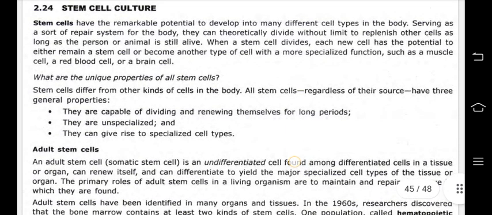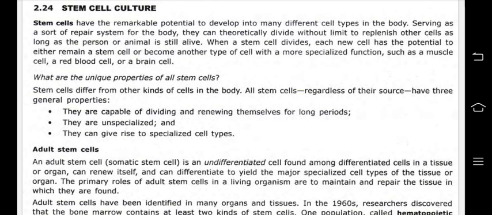Stem cell culture. Stem cells have the remarkable potential to develop into many different cell types in the body. Serving as a sort of repair system for the body, they can theoretically divide without limit to replenish other cells as long as the person or animal is still alive. When a stem cell divides, each new cell has the potential to either remain a stem cell or become another type of cell with a more specialized function, such as a muscle cell, a red blood cell, or a brain cell.